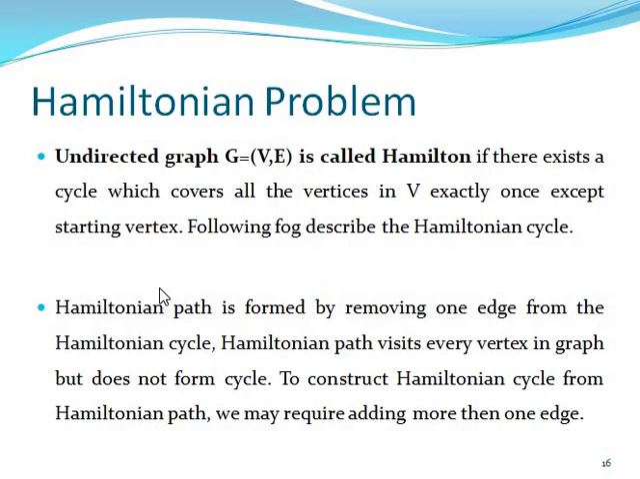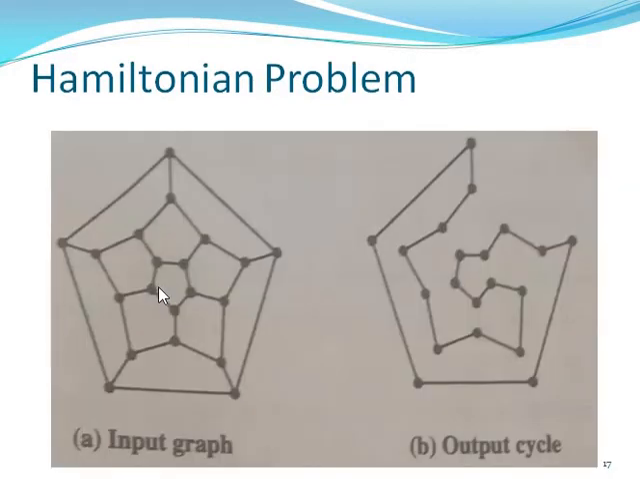Now we can show the Hamilton problems. An undirected graph G equal to (V, E), where V belongs to E, is called Hamiltonian if there exists a cycle which covers all the vertices in V exactly once, except the starting vertex, as shown in the figure. So this is the diagram. Hamilton problem.